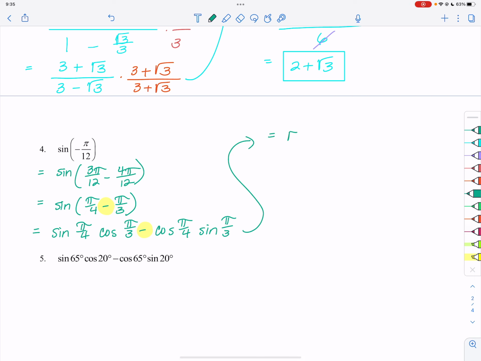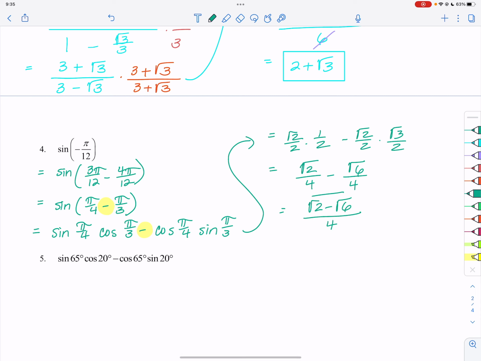We have root 2 over 2 multiplied by a half minus root 2 over 2 multiplied by root 3 over 2. So now we have a common denominator of 4, as you can see. We end up with root 2 minus root 6 all over 4.